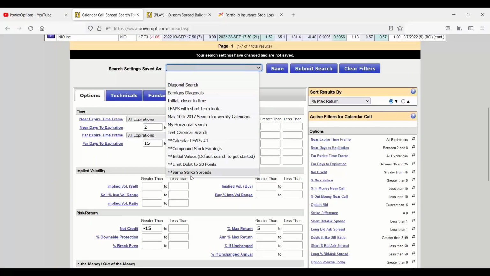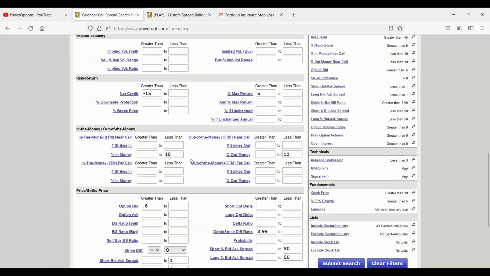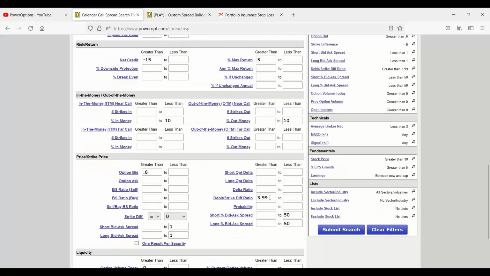Start off with that same strike spread default criteria. Change your dates, 2 to 8 days for your short term, 15 to 25 for the long term. You can make other changes here. Keep this here. And of course, you could set your strike differences to 0. I removed the price to earnings, but you didn't have to do that. You could keep that in as well as almost similar results, I think, if I left it in.